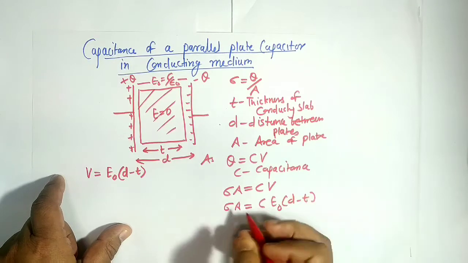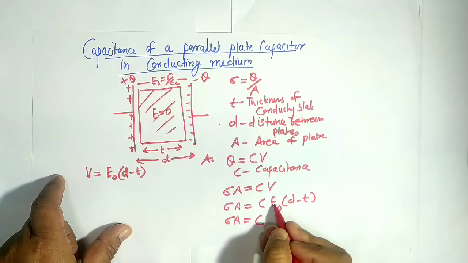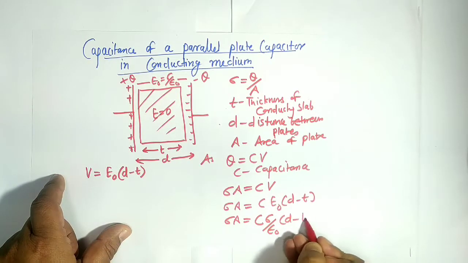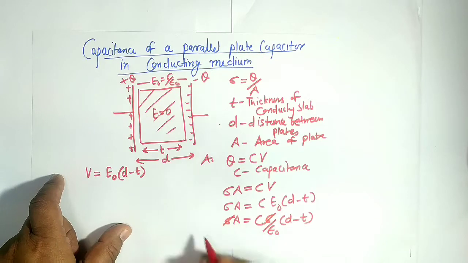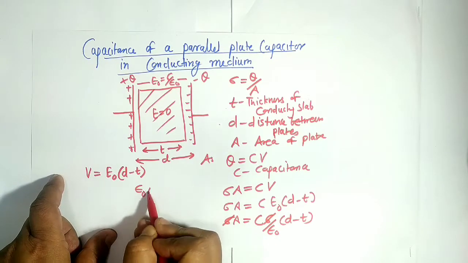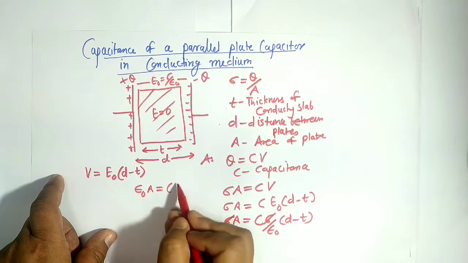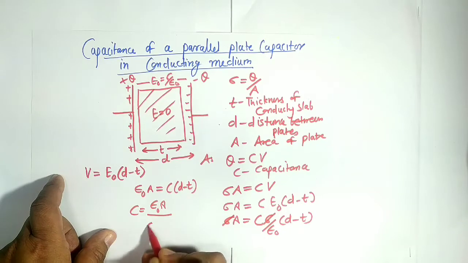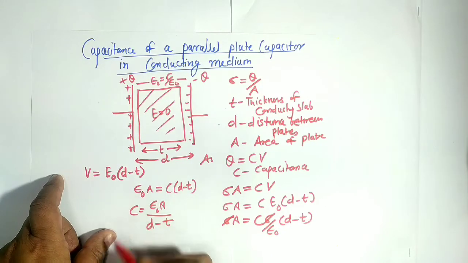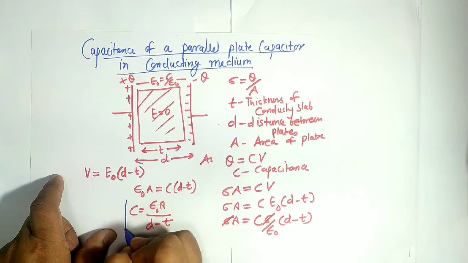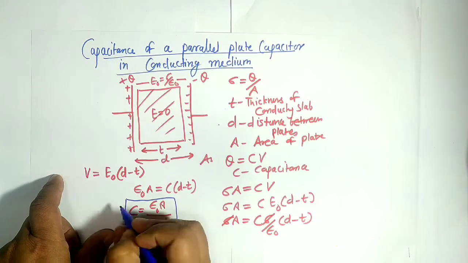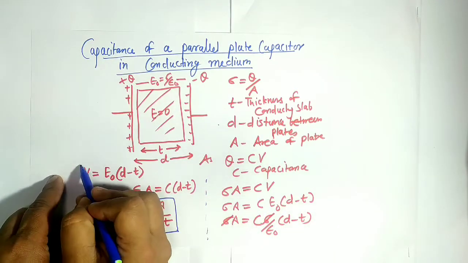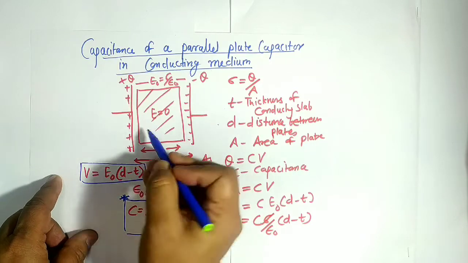So ultimately sigma A equals C, and in place of E naught we put sigma by epsilon naught, into D minus T. Sigma cancels out, and it will be epsilon naught A equals C into D minus T. And finally C is epsilon naught A by D minus T. So this is the expression of the capacitance in conducting medium, and this was the potential difference across the plates.